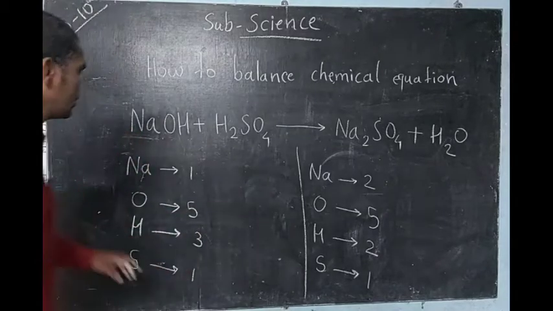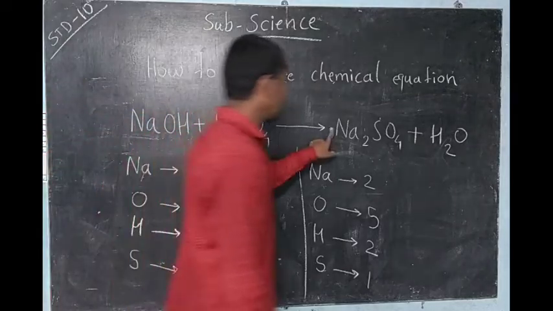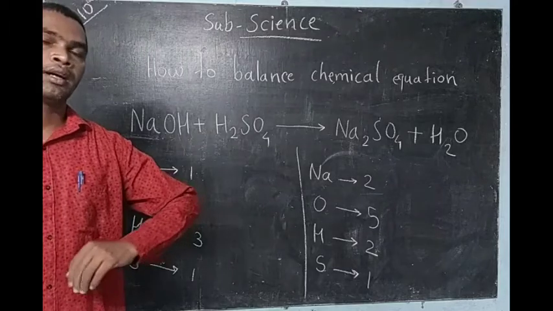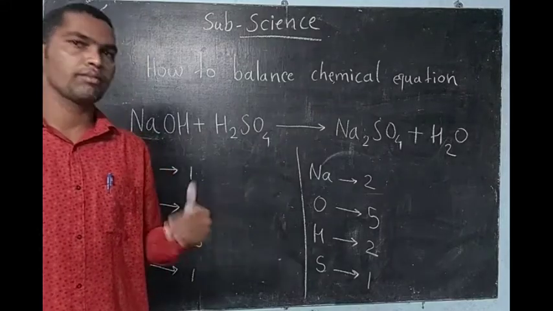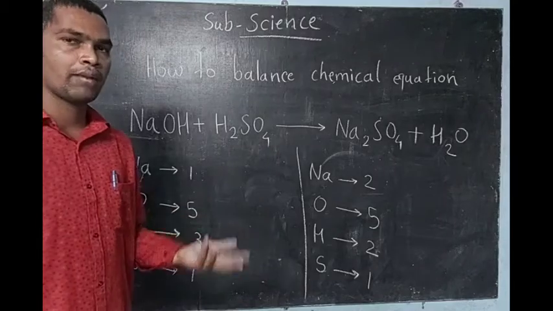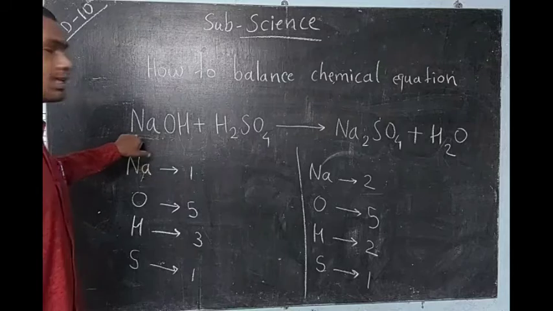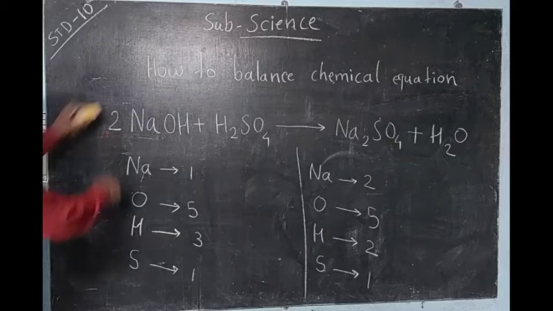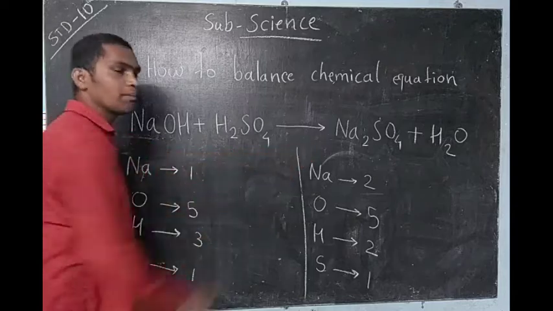What you want to do? You want to change only the coefficient, either here or here. Whenever we balance a chemical reaction, we have to change just the coefficient. In maths you learn what a coefficient is. If we use an alphabet in an algebraic equation, and before the alphabet you write a number, suppose n is the alphabet and before n you write the number 2, this we call a coefficient. So we have to write just the coefficient. Don't change any chemical formula.